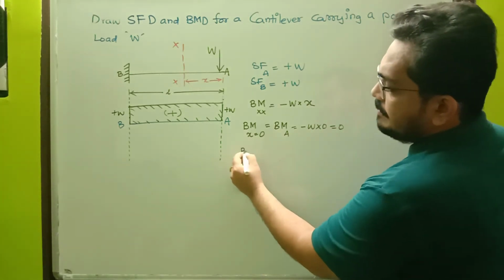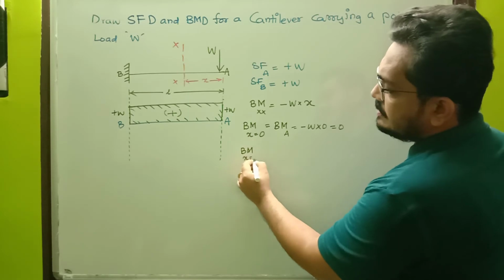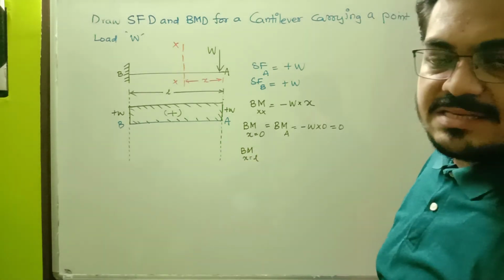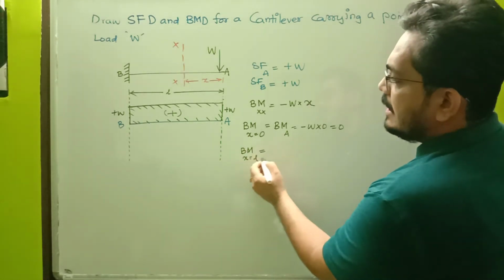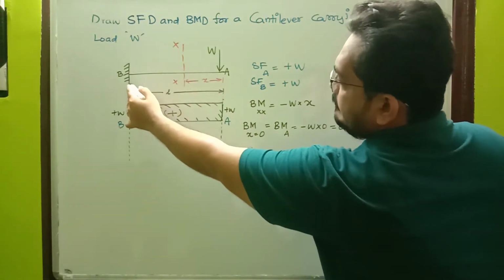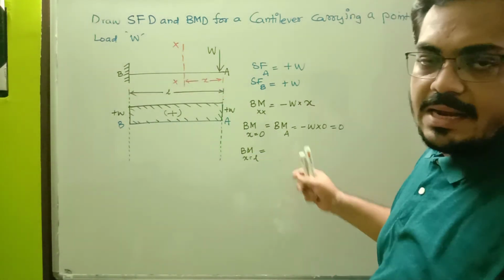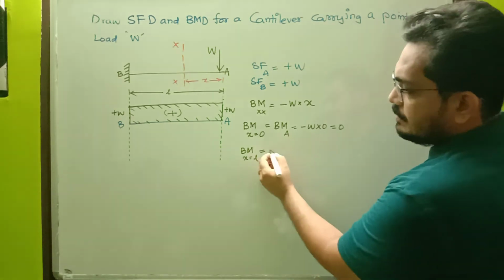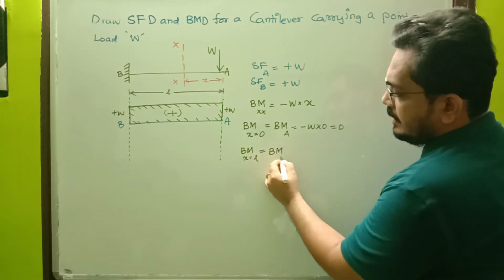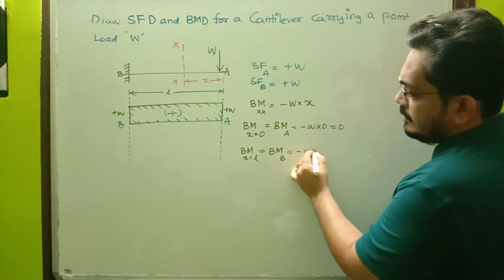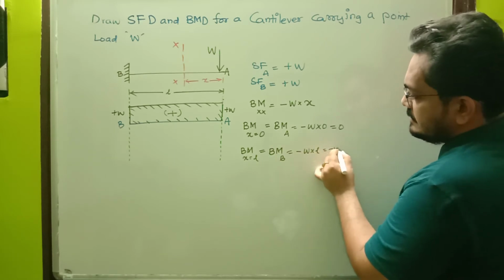Same thing again, bending moment at X equal to L. That means from point A up to point B, it is equal to L. So we are calculating bending moment at point B. Bending moment at point B will be equal to minus W multiplied by L. So this is minus W into L.